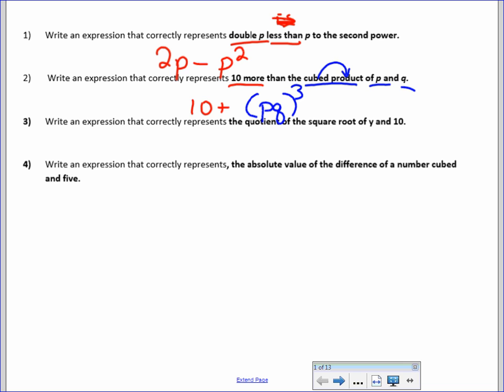Write an expression that represents the quotient of the square root of y and 10. And some of your teachers will write it like this. I would really prefer we write it as a fraction, but go to what your teacher tells you. Remember, this is the symbol for square root.